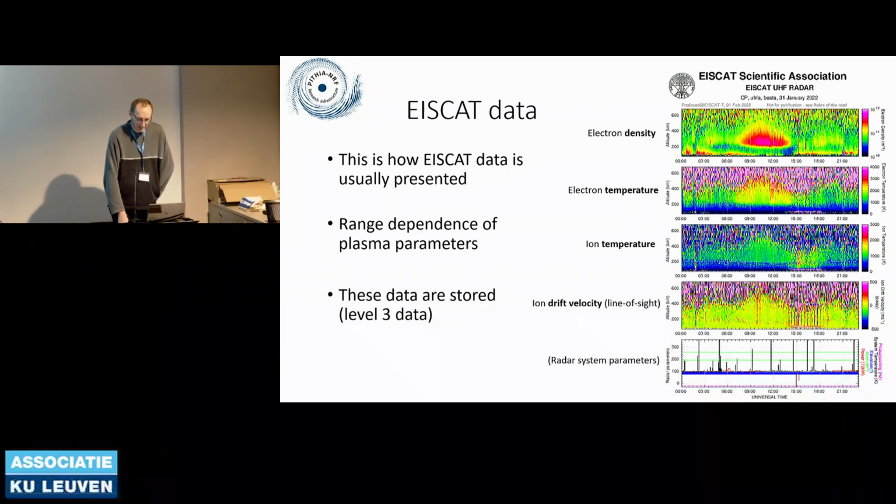Polar winter, it's polar night, but it's at least up in the ionosphere, it's illuminated, so you get the UV there. And these data are stored also by EISCAT in level 3 data, and this is the data that you can access through the eScience Center, finally.